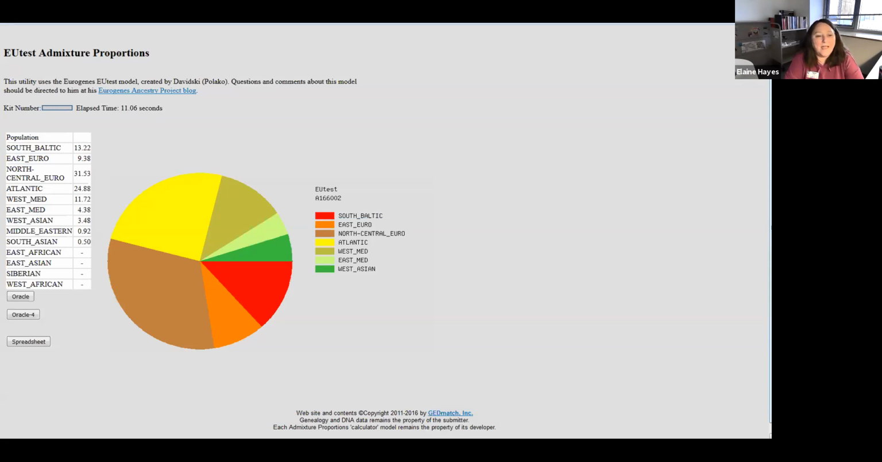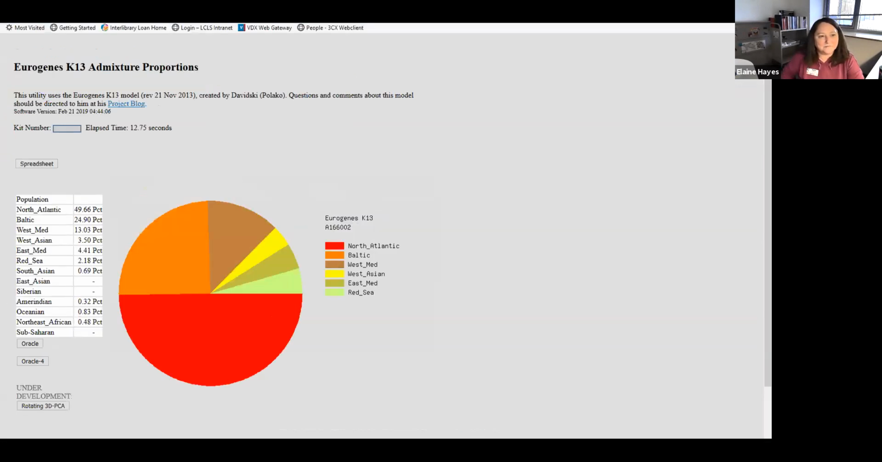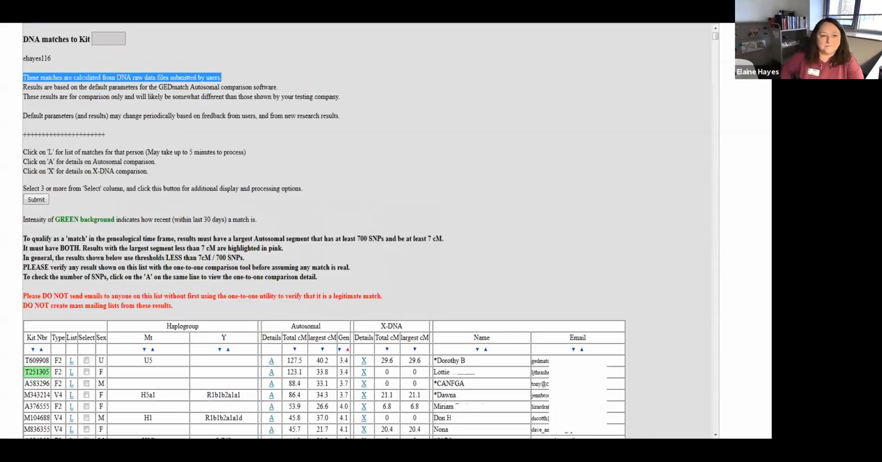You can do things like get different kinds of ethnicity estimates, and they look a little different, but sort of similar. They're just looking at it in a different way. So there's two different mixtures, two different results. Here's some of my matches to different people. And sometimes I'll see the same matches.